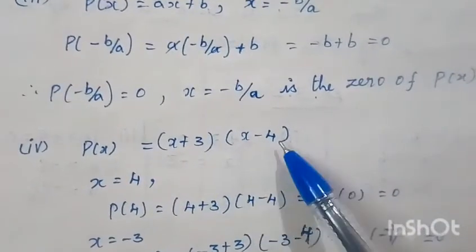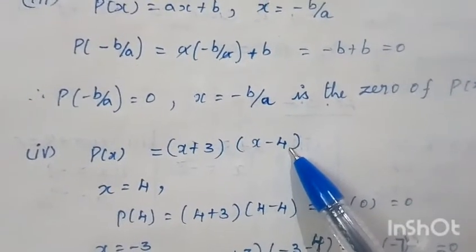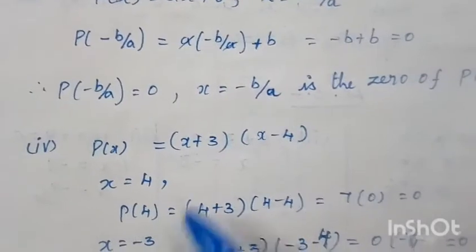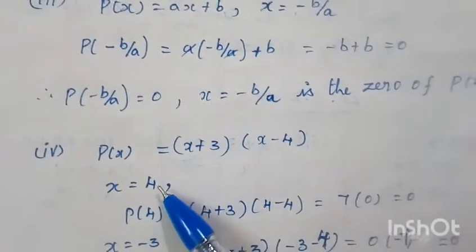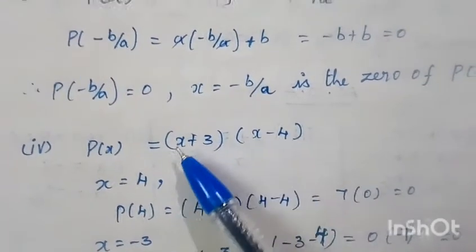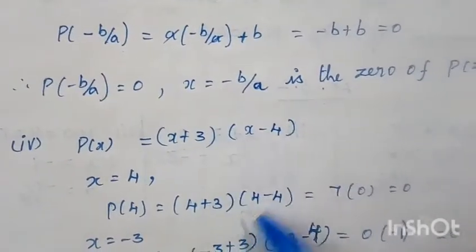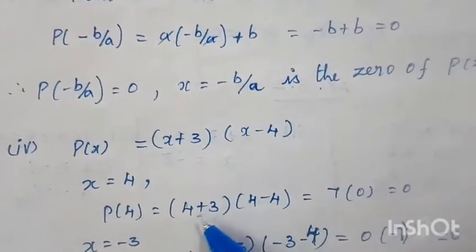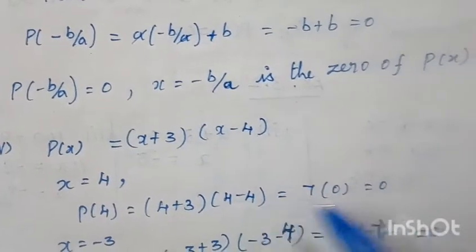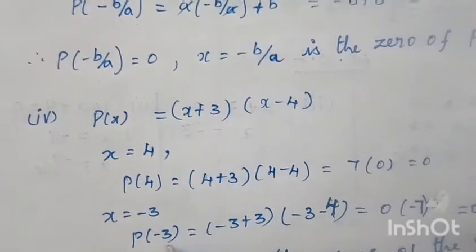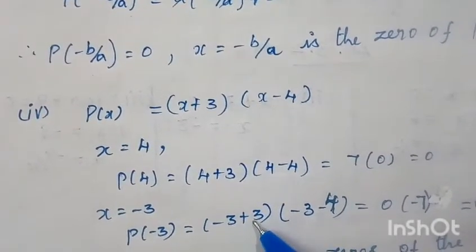Next, the last problem. p of x is equal to x plus 3 into x minus 4. Given two x values, first you have to substitute x equal to 4 or x equal to minus 3. Any one of the values you can substitute. First I am taking here x equal to 4. p of 4 equal to x value 4 plus 3, here x value 4 minus 4. That is equal to 4 plus 3, 7, 7 into 0, 0. Next, given x value minus 3, minus 3 you have to substitute. Minus 3 plus 3.